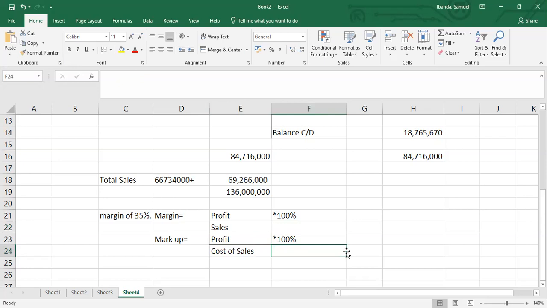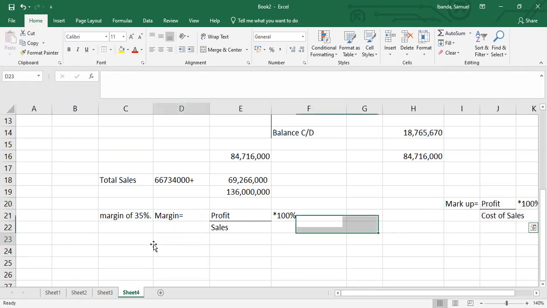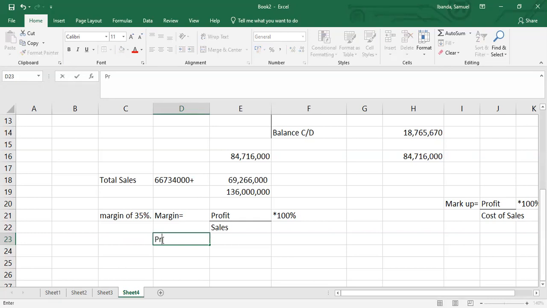So having that in mind, ask yourself every time, since they have given us this, I'm going to use that. I'll just put it here, just in case you need it, okay? So if I have this picture, I have margin, I have my sales, I don't have my profit, okay? But if they are speaking of margin, especially at this level, this profit itself is sales less cost of sales.